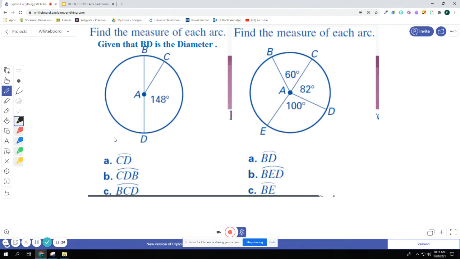All right, so I switched programs so I can draw in the picture for you guys and help you out in identifying different parts and measures. So we talked about before, right? BD is the diameter. So that means that this measure here is going to be 180 degrees.